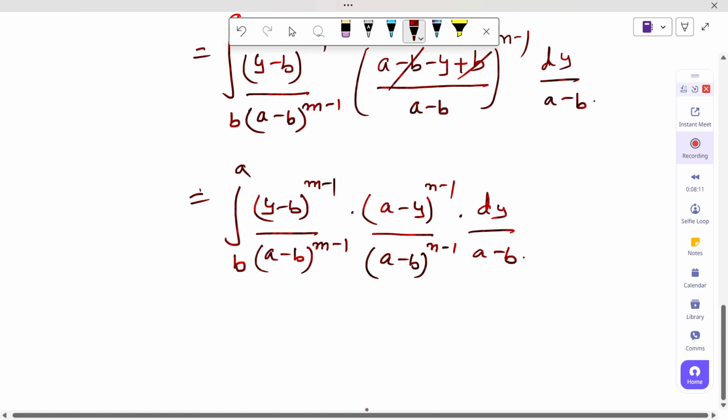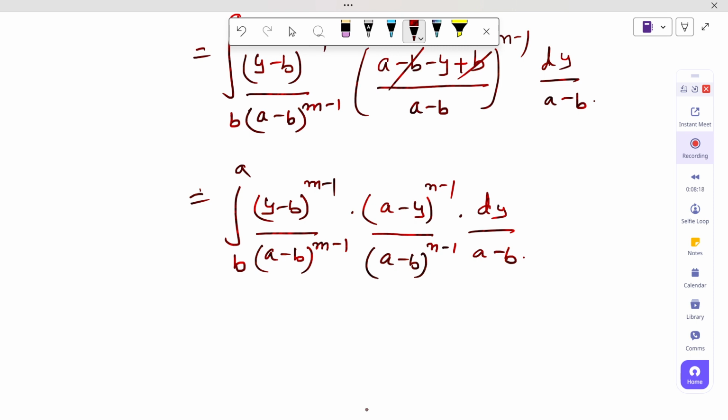Now see, the denominator, what is it? a minus b, a minus b, a minus b. They are all in product. So if the bases are the same, the powers are going to be added.